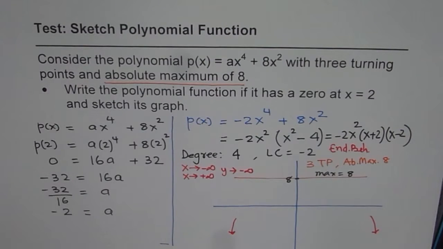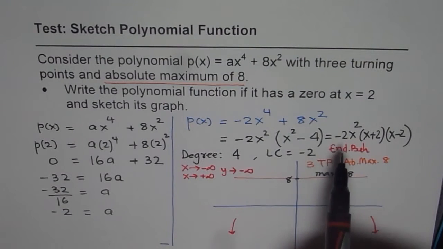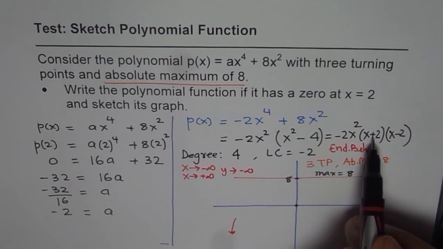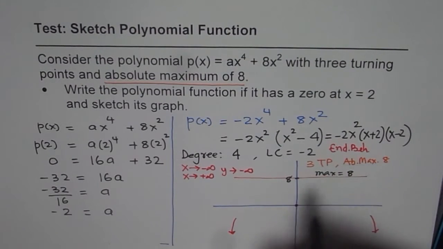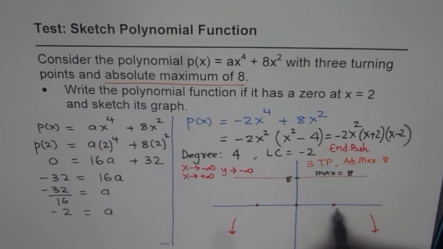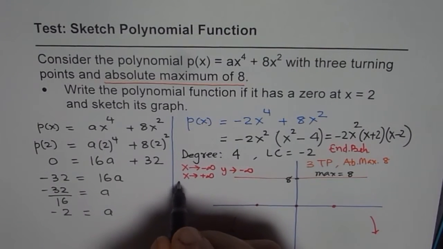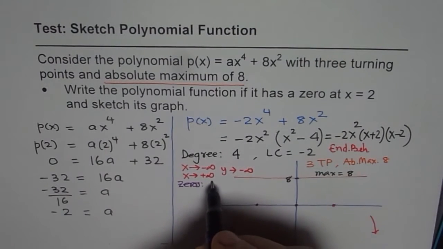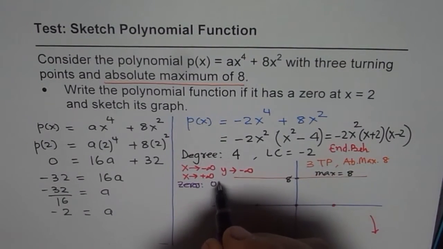Okay, now let's analyze zeros and sketch the graph. So what are the zeros? We have one 0 at x equals 0, that is one of the zeros. The other 2 zeros are at x equals minus 2 and plus 2. Okay, so these are our zeros. So let me write these things also, which will help you to understand how we sketched it. So let's write down the zeros here. This one 0 is at 0. Its multiplicity is 2, right?